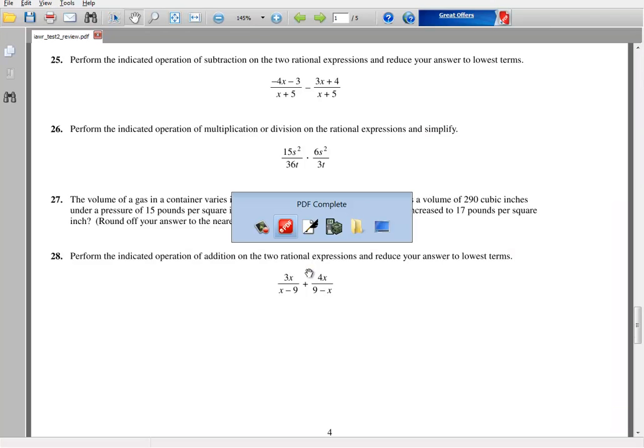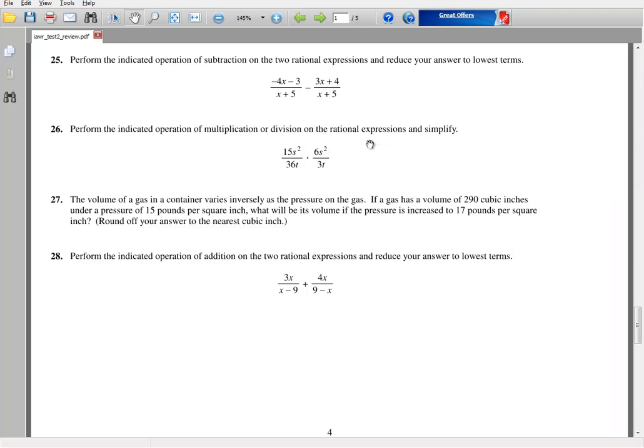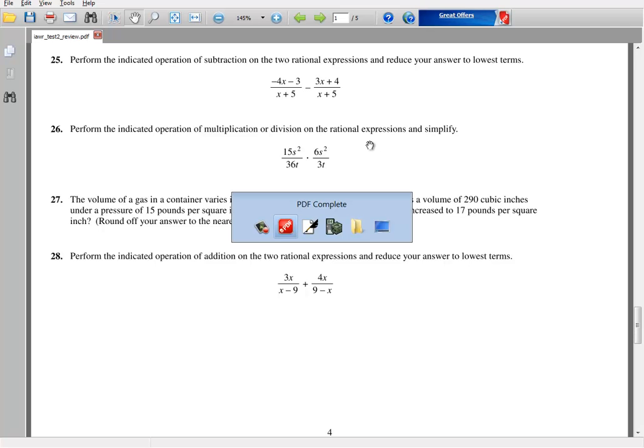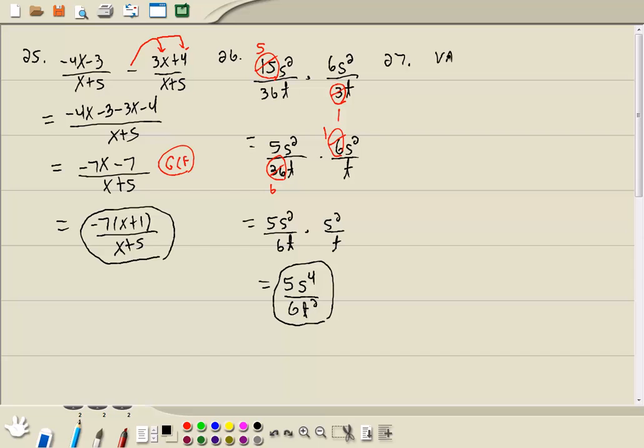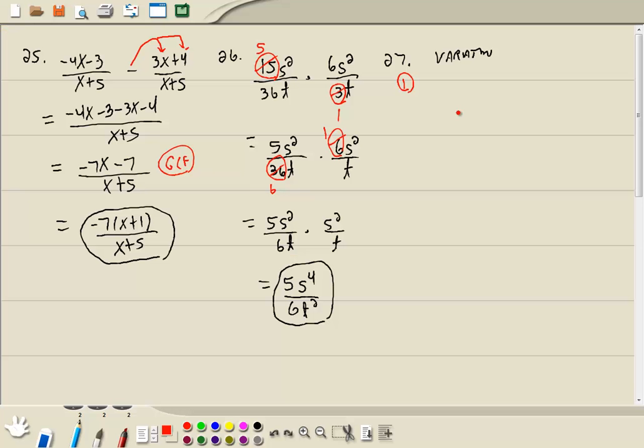Okay, 27. Says the volume of a gas in a container varies inversely as the pressure. Varies. It's a variation problem. Step 1. Determine the type. And it says varies inversely, so it's an inverse problem. And our inverse is typically of this form: y is equal to k over x. We just have to see what this particular problem is like.